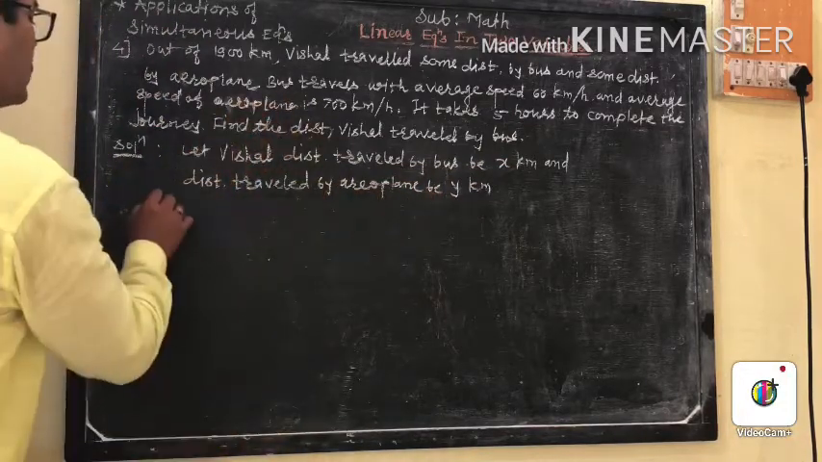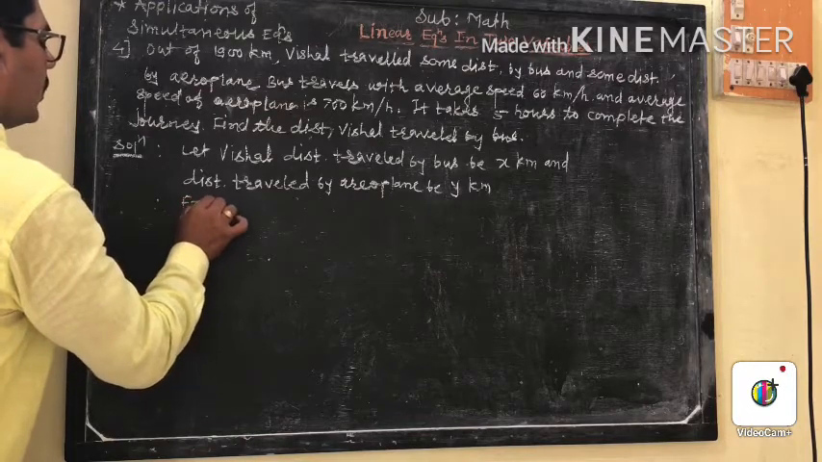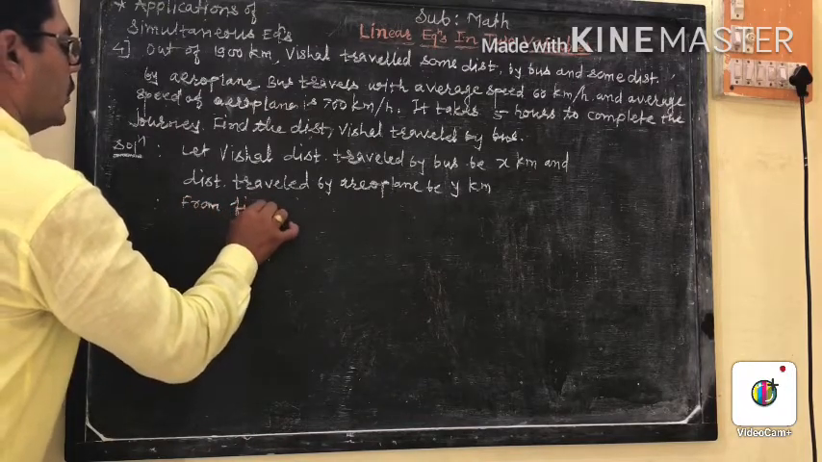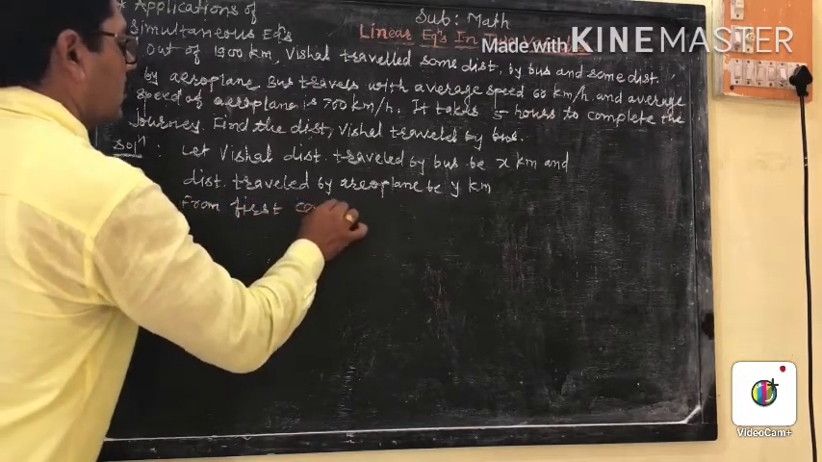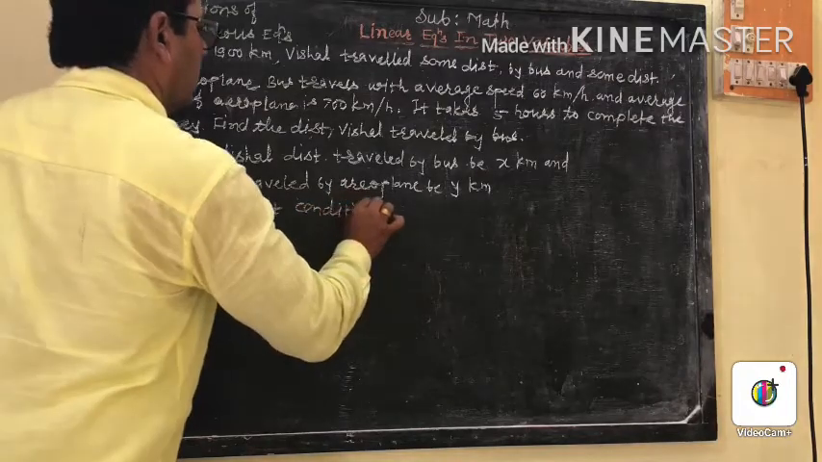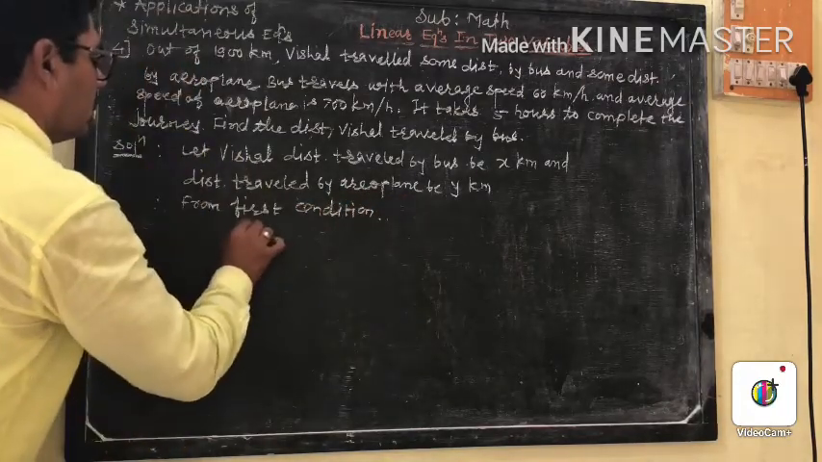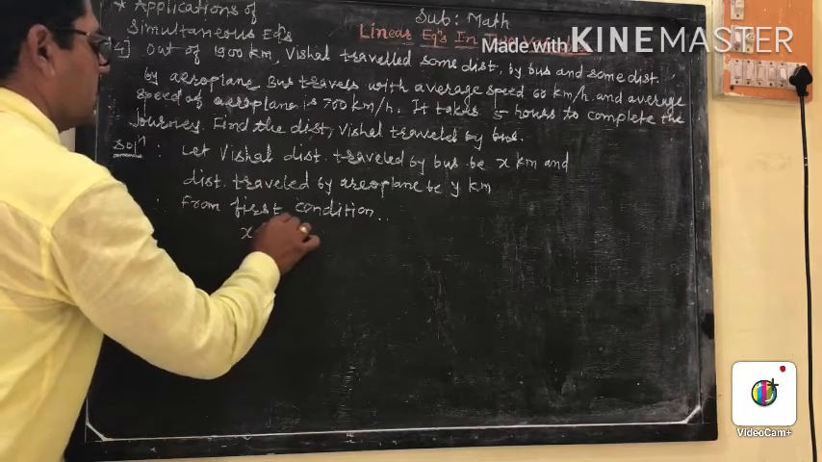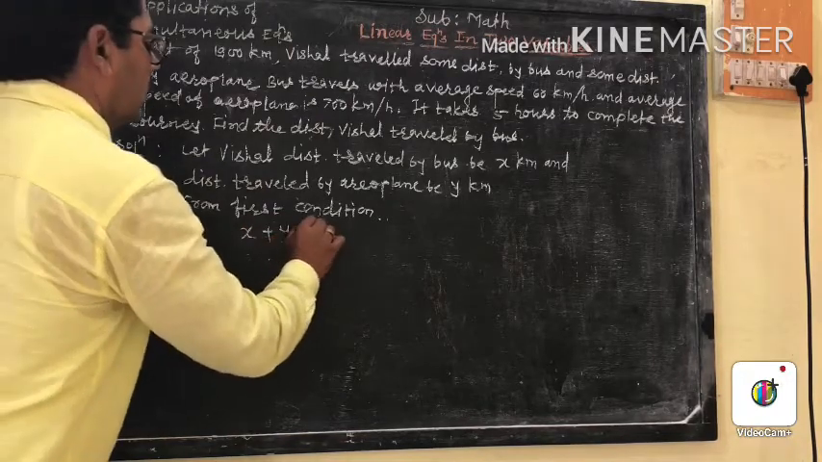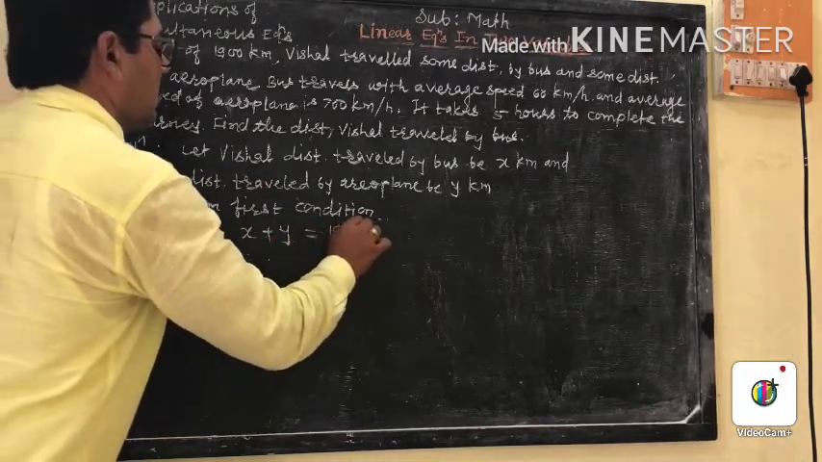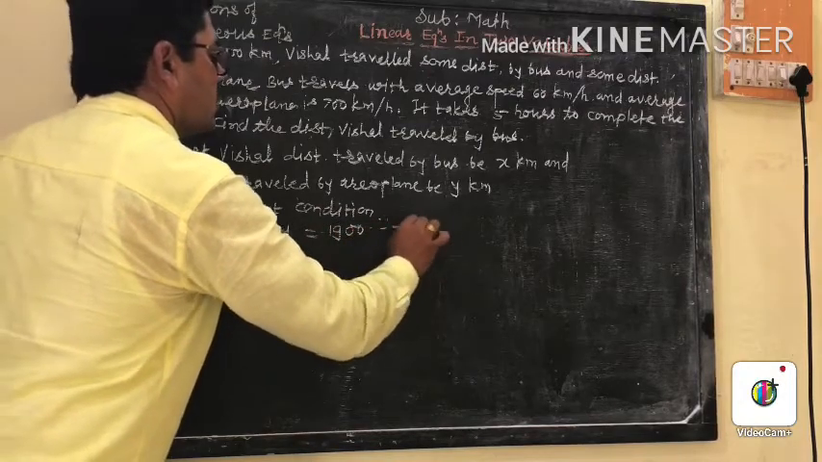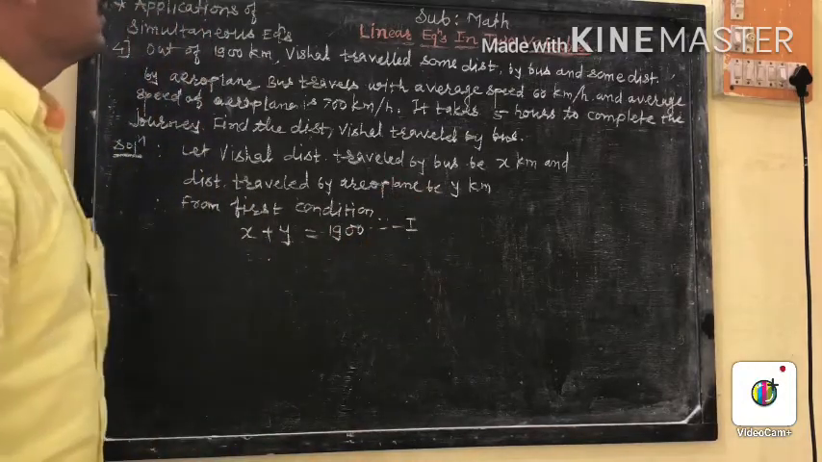Now from the first condition, the sum of the distances traveled by bus and aeroplane is equal to the total distance, 1900 km. This is the first equation. Now the second condition, see here.